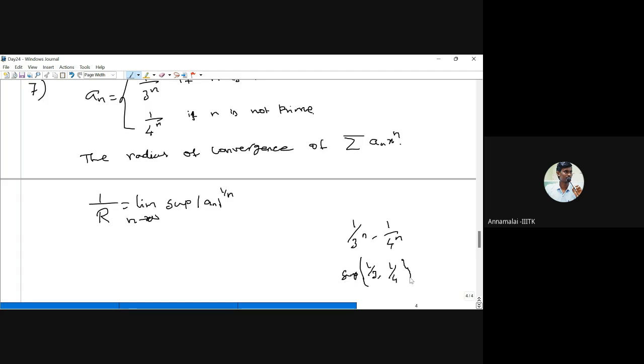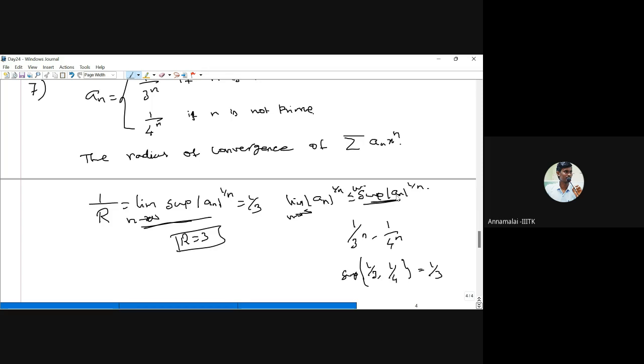So what is the supremum? The maximum is 1 by 3. Therefore 1 by r is nothing but 1 by 3, so r equals 3. This is equivalent to the limit of a_n power 1 by n. We know that every a_n power 1 by n is less than or equal to the supremum of all the a_n's, because the supremum is always bigger. Now take the limit on both sides. Anyway, we find the bigger number. Therefore the radius of convergence is 3.